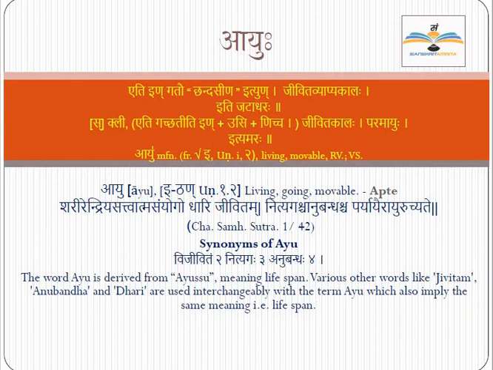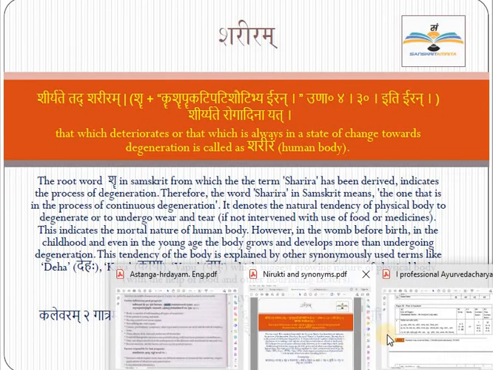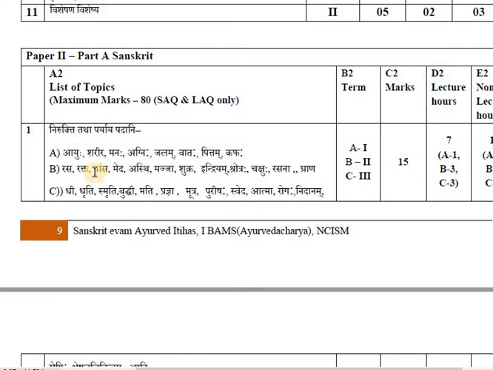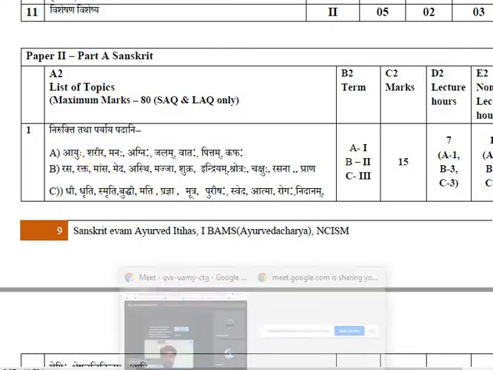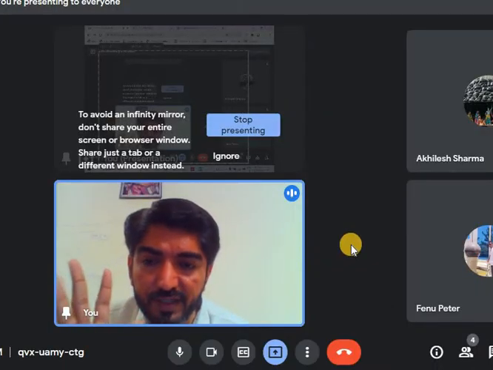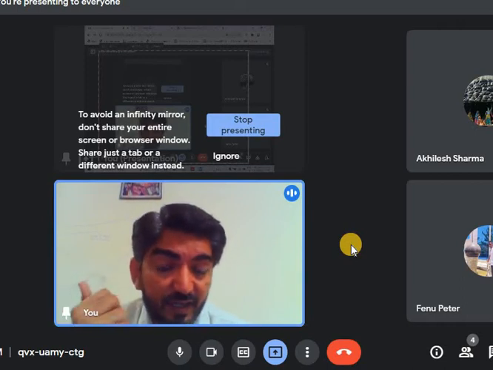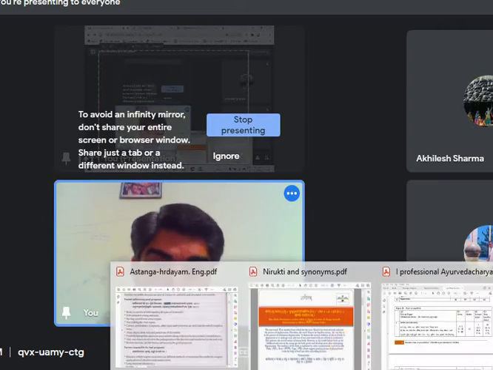Okay, now let us continue to learn about the next word in the syllabus. If you can read, student, the next word is Sarira. Now listen to me carefully. We know the meaning of Sarira as body. How is this word Sarira created, what is the root verb? Very interesting to know. Let us see.